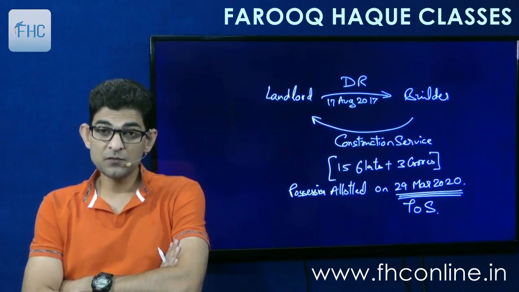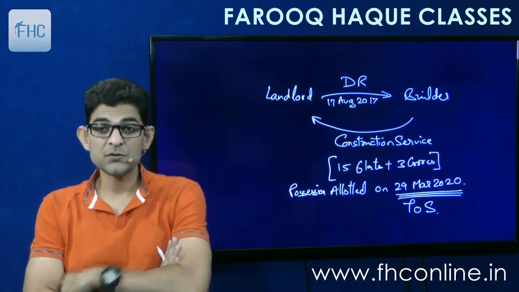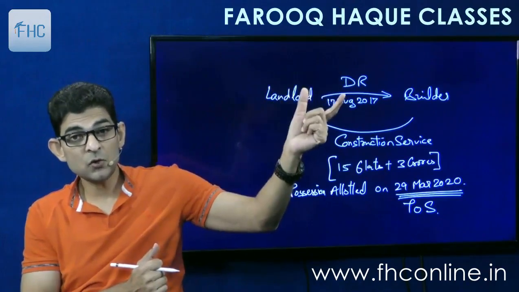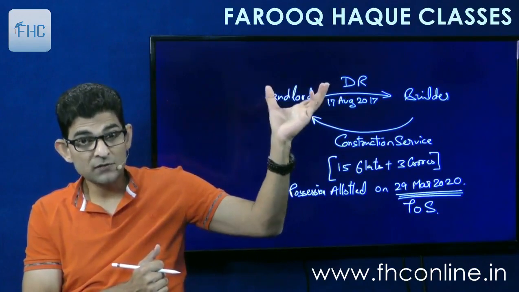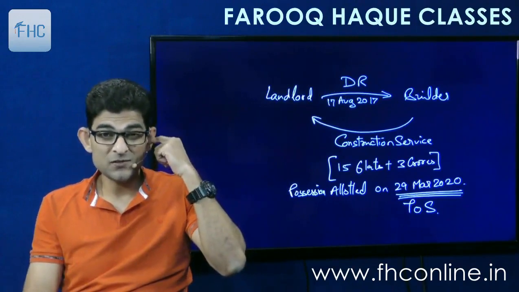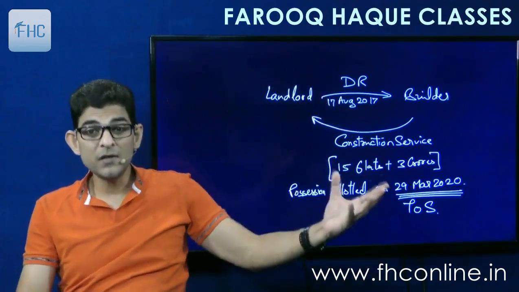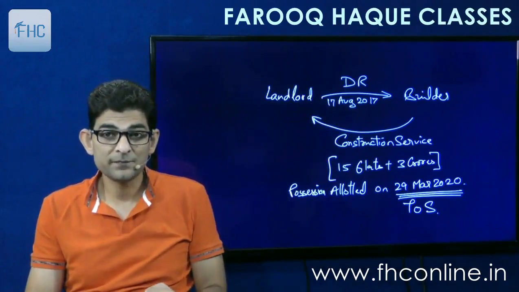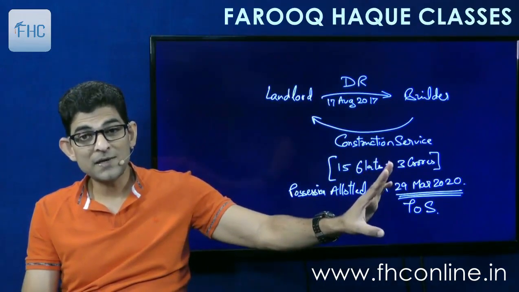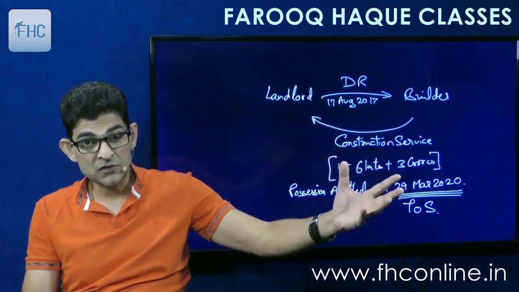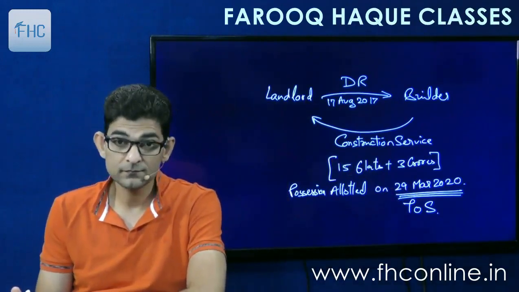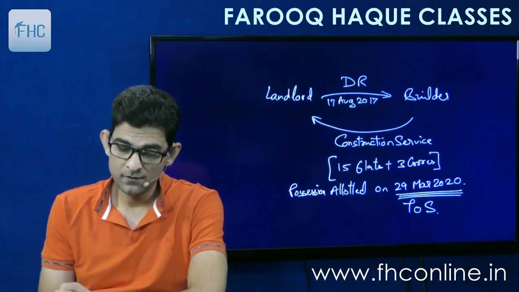Before this notification was issued, there was a lot of confusion as to what time the tax becomes payable, because the landlord is allotting development rights on 17th August 17. So should he pay tax right now on 17th August? But he has nothing in return. So where will he pay tax from? He has not got any consideration. The consideration is going to be received later on 29th March 20. So the government has issued a notification saying that the time of supply will be when the allotment letter, or you can say the grant of possession, happens. Simple? Great.